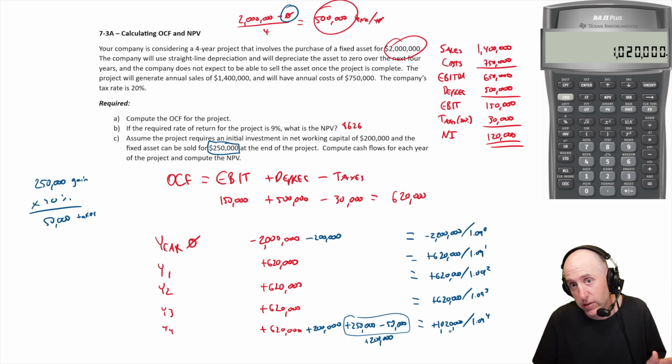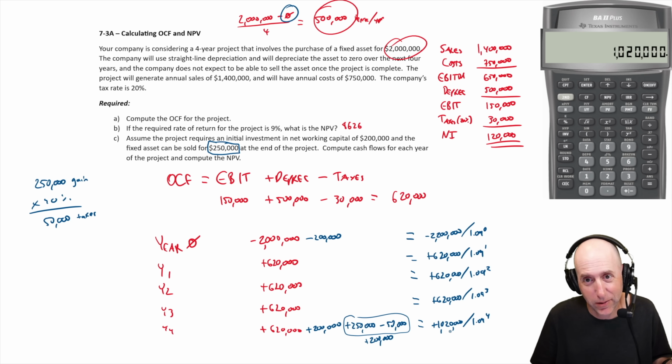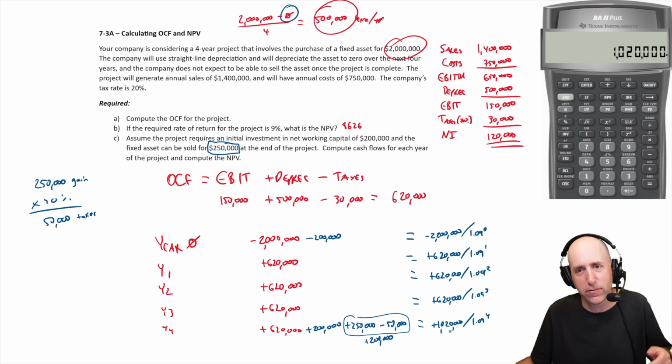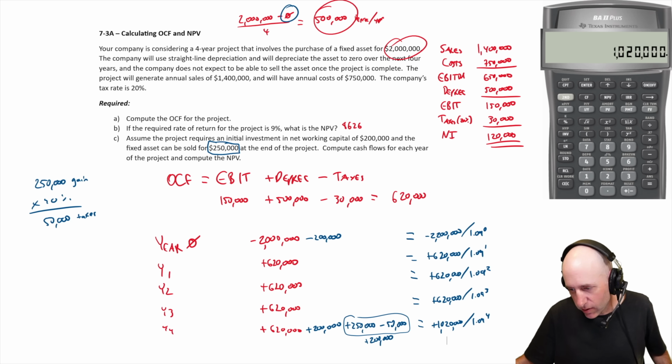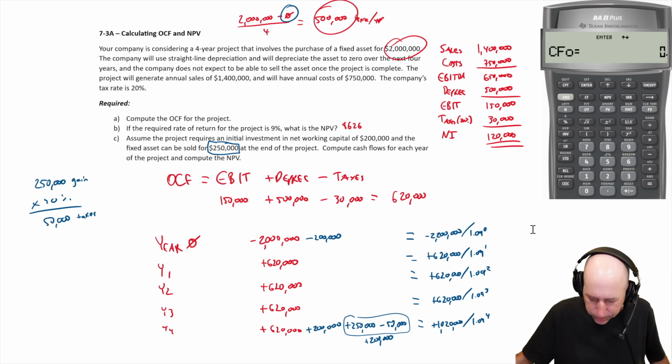I'll do it in the financial calculator first. That'll be the end of the question, and then I'll show you how to do it by hand for those that want to stick around. But let's do it in our financial calculator. So I go CF. I've got some old cash flows in there. I go second function, clear work, and then I just try it again.